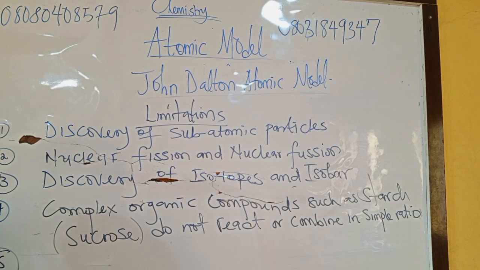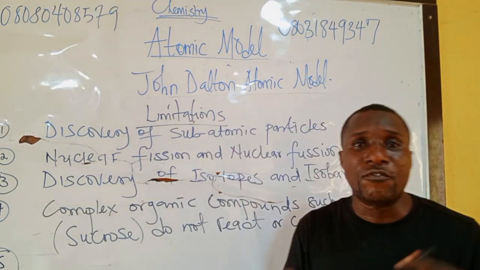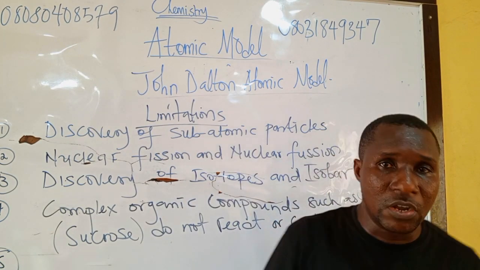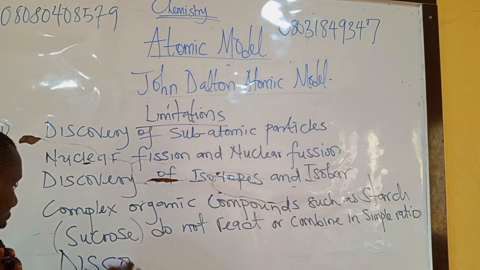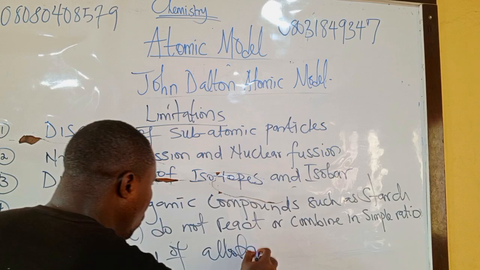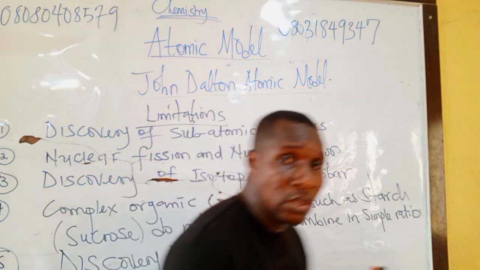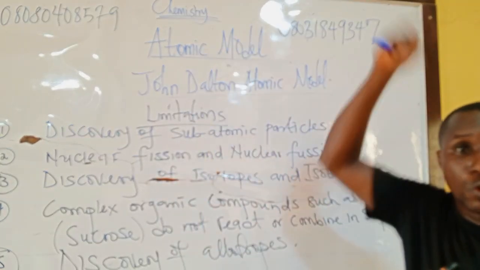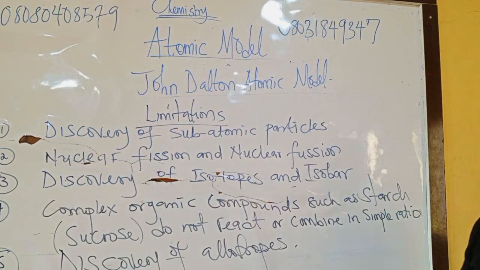Number 5, the fifth one, that chemical change is as a result of combination and separation of atoms. What proved that wrong is the discovery of allotropes. The discovery of allotropes proved that wrong. Take note of that. These are the limitations to those five atomic models of John Dalton.